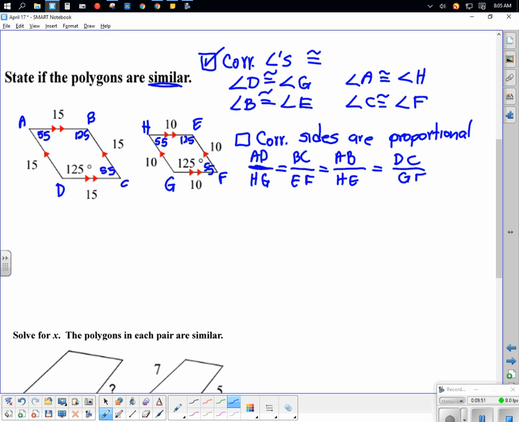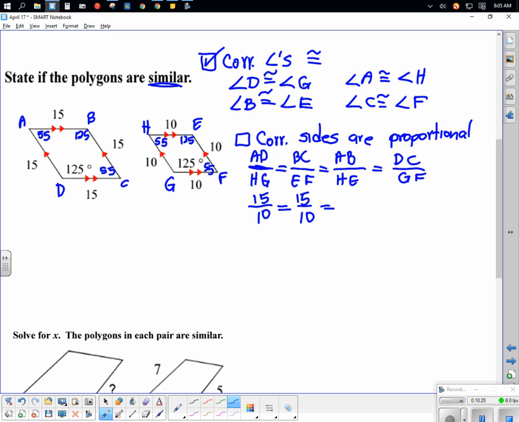Now if you look at this, it looks very, very complicated, but all it's asking is for the length. So what is the length of AD? AD is 15, so I'm going to put 15 in here. Now, denominator, what is the side HG? HG will be 10, and that's equal to side BC. This is BC. That will be 15. And what is the length of EF? EF was right here, that will be 10.